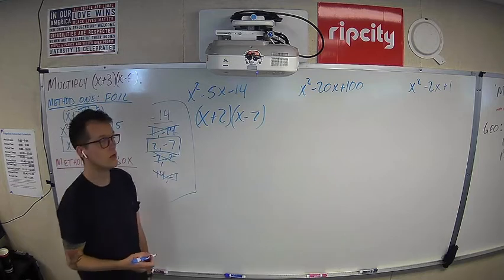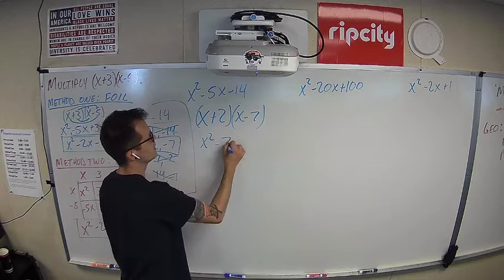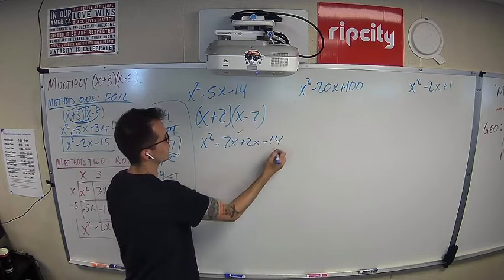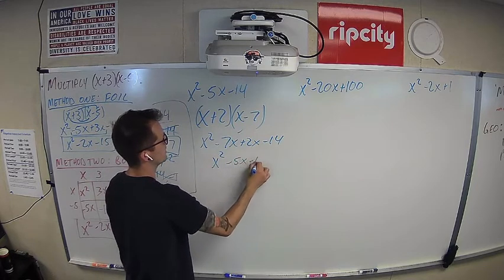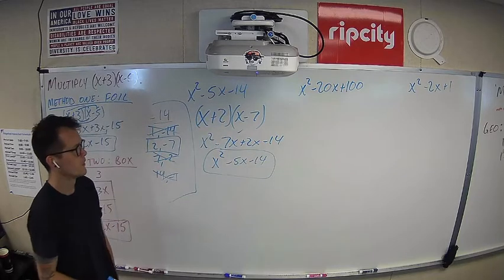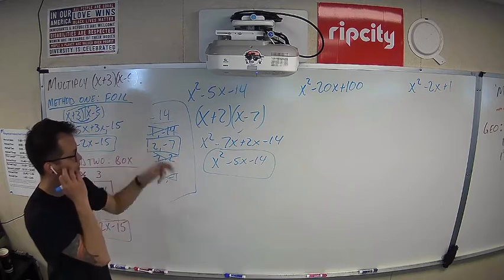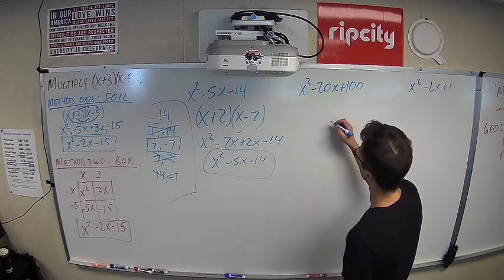Again, you can check that all day long by foiling. First is x squared, outer, negative 7x, inner, plus 2x, and last is minus 14. Combine these like terms, x squared minus 5x minus 14, and we get back to where we started. So I'd make a list of factored pairs on the side, pick the ones that add up to your middle term. We call it the B term. Okay, this next one, let's do it again.